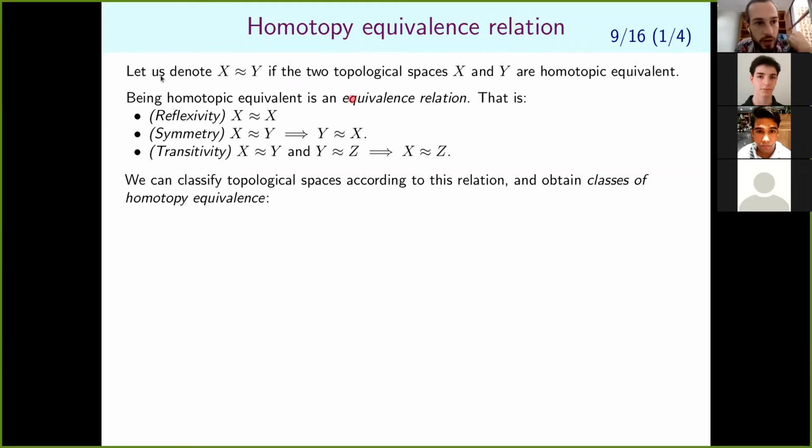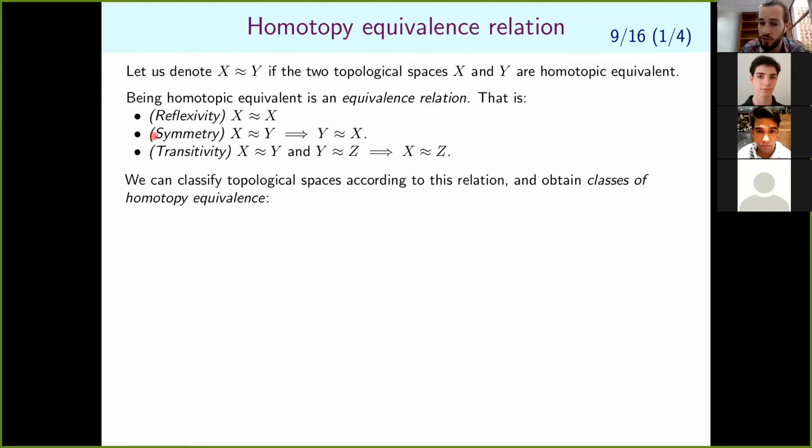Similar. Yeah, in LaTeX, it's approximately. I will use similar. I say that X is similar to Y if they are homotopy equivalent. So any topological space is similar to itself, is homotopy equivalent to itself. This is really simple to prove.